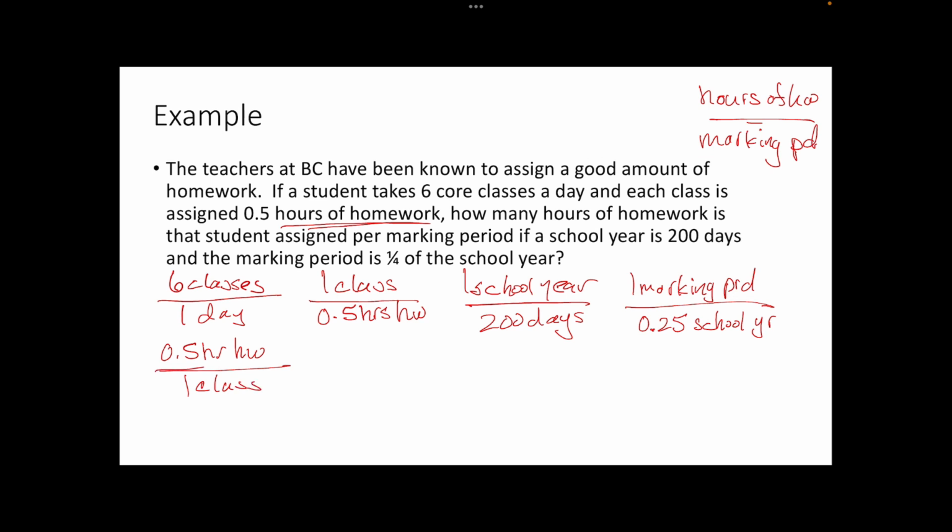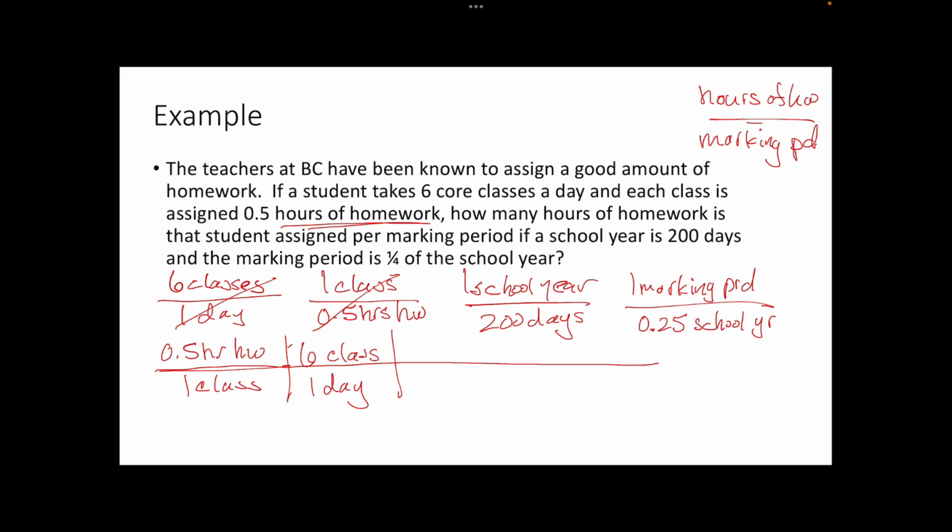All right, so let's go ahead and set up, this is going to be our train tracks here. All right, so we've used that one, so I'm going to cross it out so we know that we don't need it anymore. All right, so what else do we know? Well, we know that you have 6 classes per day, right? So 6 classes per one day. We want to put that. So the classes will cancel out here since one is on the top and the other is on the bottom.